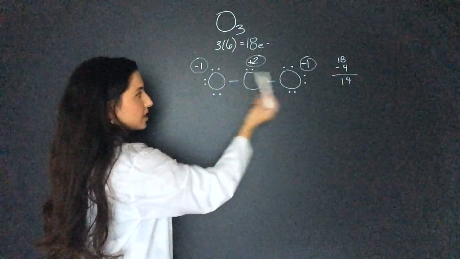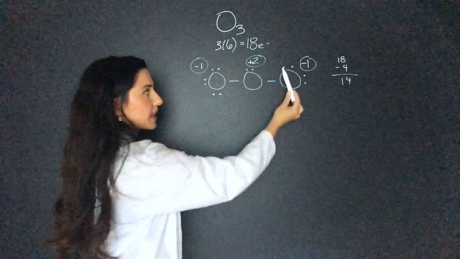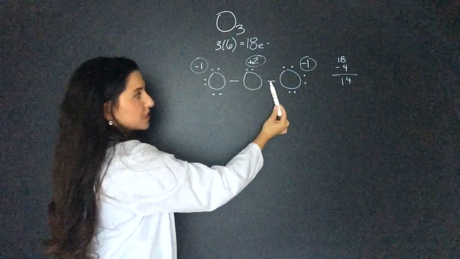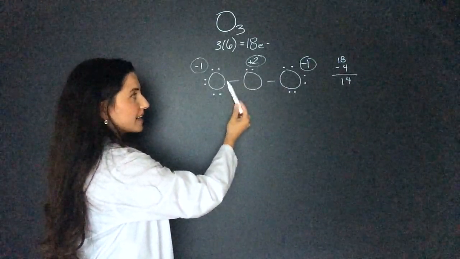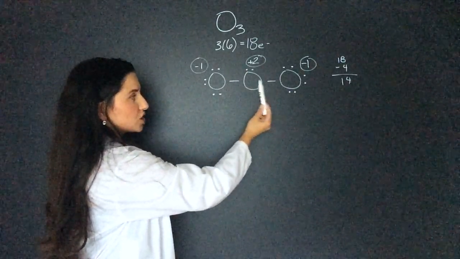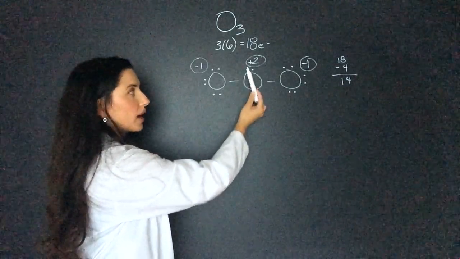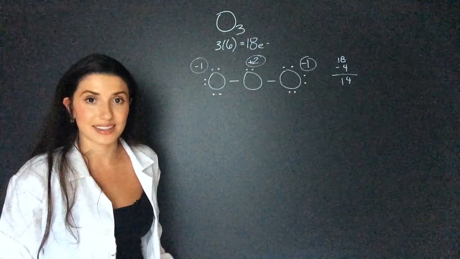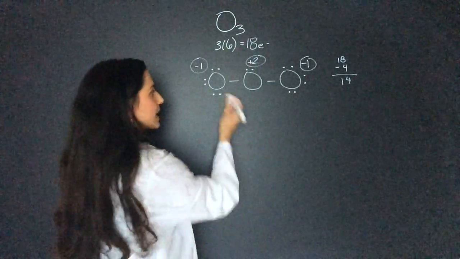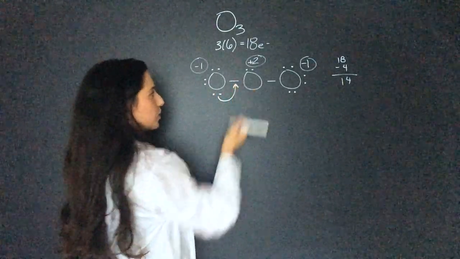The oxygens on the ends both have 8. They have 6 non-bonding electrons and 2 coming from the bond. This oxygen has 2 coming from this bond, 2 coming from this bond, so there's 4, but 5, 6, so it's missing its full octet. This isn't right. Let's take a pair of electrons and add it to a bond.